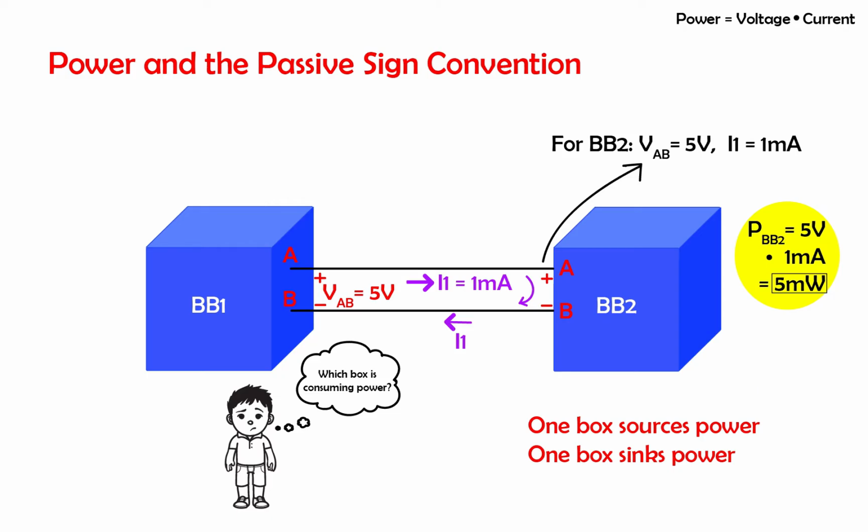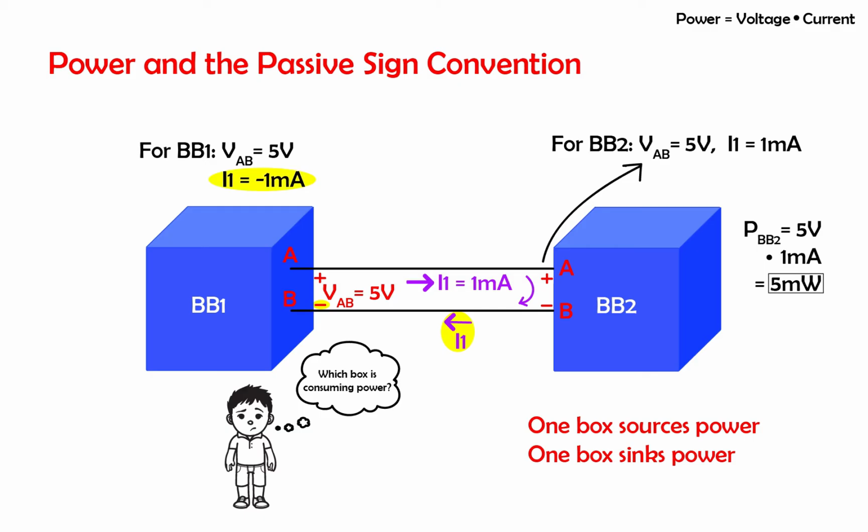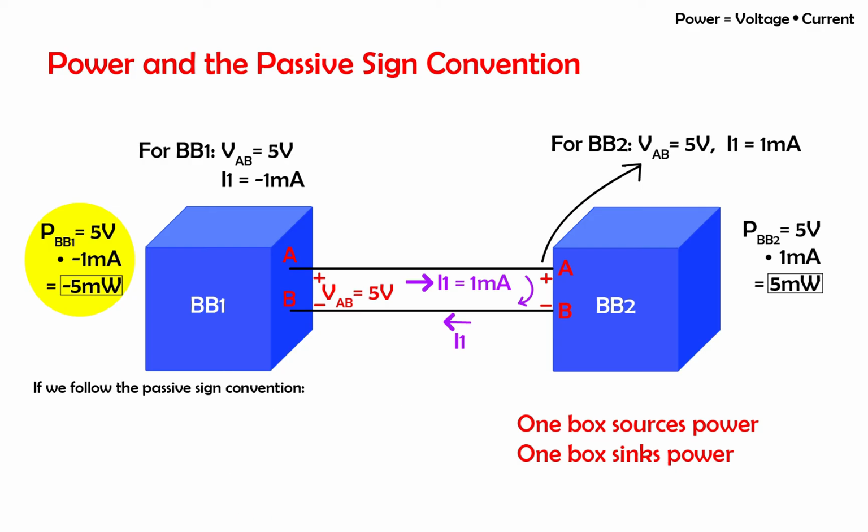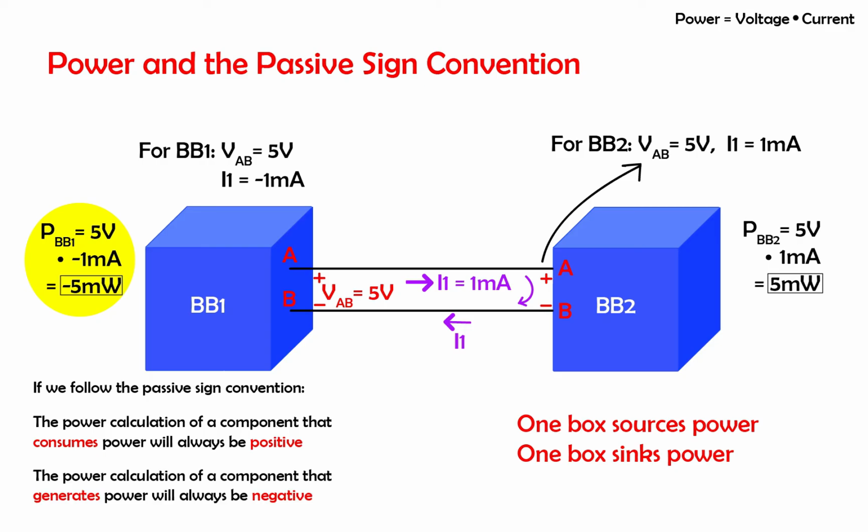Now, for BB1, the voltage across its terminals is also VAB equals 5 volts, but the current I1 is flowing from the negative terminal to the positive terminal of the component, so the convention tells us that the value of the current is negative. Power for BB1 is then 5 volts times negative 1 milliamp equals negative 5 milliwatts. If we follow the passive sign convention correctly, the power calculation of a component that consumes power will always be positive, and for a component that generates power will always be negative.